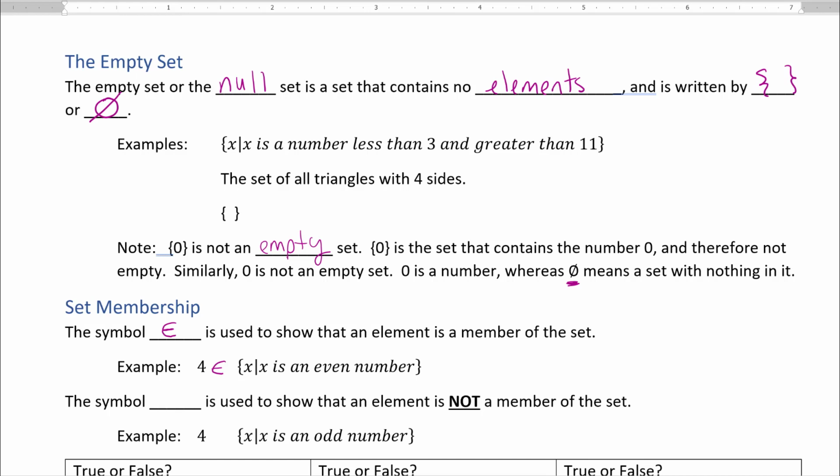Now we can also use this symbol. It's very similar. It's the symbol with an E in it and then a slash through it, is used to show that an element is not a member of the set. For example, 4 is not an element of the set of all x such that x is an odd number. 4 is not odd, therefore 4 does not belong in that set.